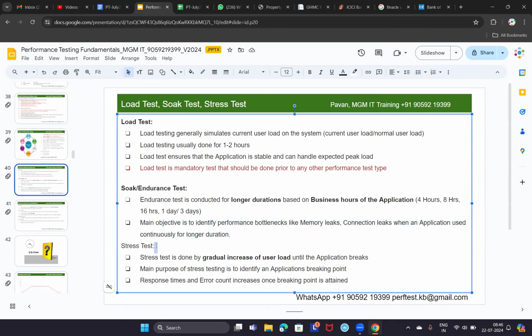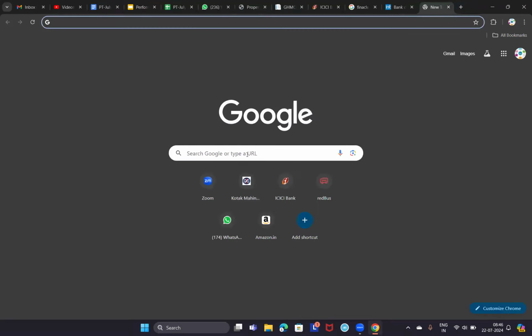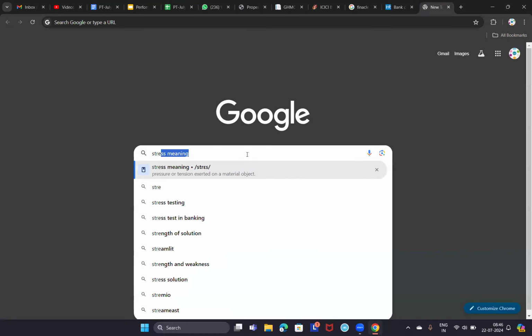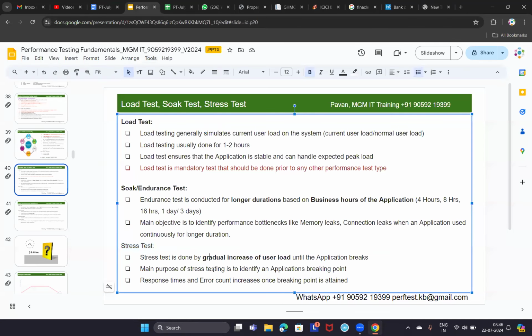And the next type of testing is stress test. What is the meaning of a stress test? What is the general meaning of stress? Pressure, or more load, right? More than expected load, isn't it? So stress testing is done by gradual increase of user load.